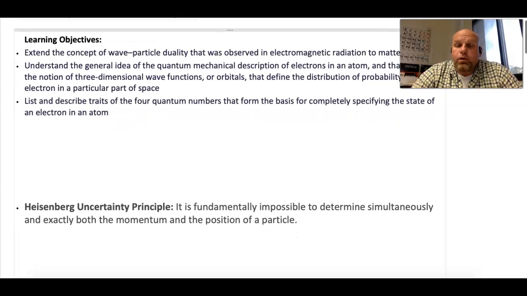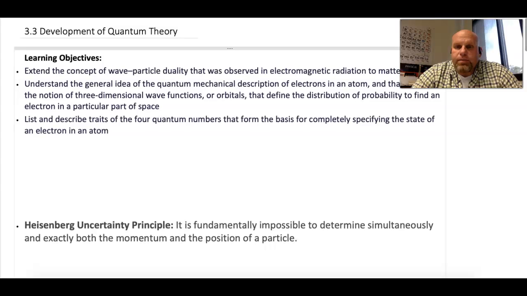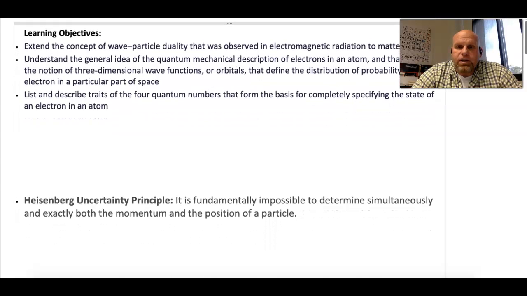First, here are the learning objectives as always, so take a minute to take note of those learning objectives.